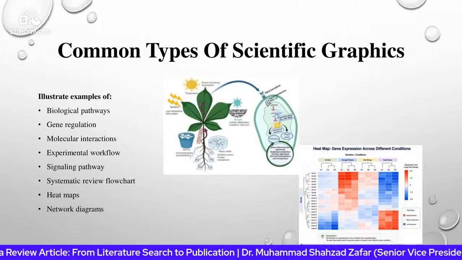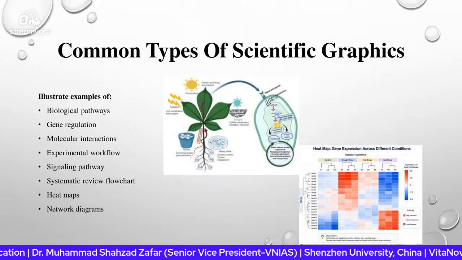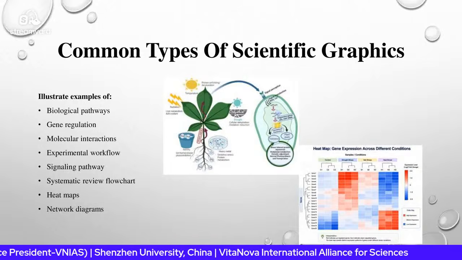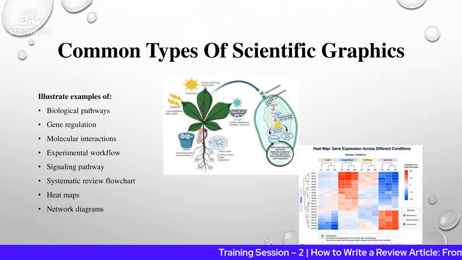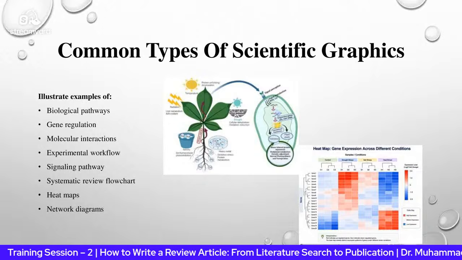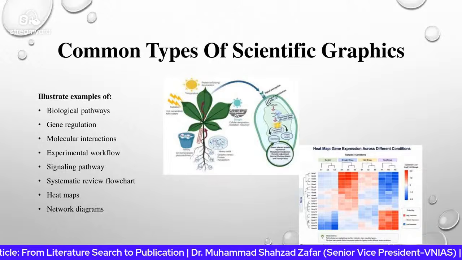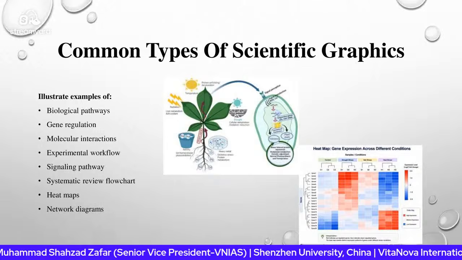Common types of scientific graphics. Here, scientific graphics vary depending on research field and types of information being communicated. For example, biological pathways show a biological process from one state to another. Gene regulation shows how genes are activated, inhibited, or controlled. Molecular interactions show how proteins, genes, metabolites, receptors, or other molecules interact. And experimental workflow shows the major stages of an experimental or analytical procedure.